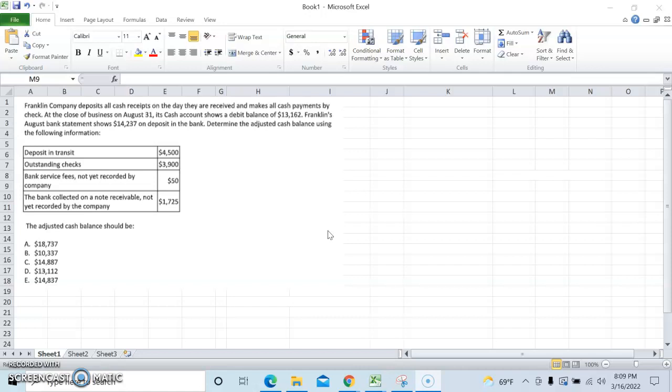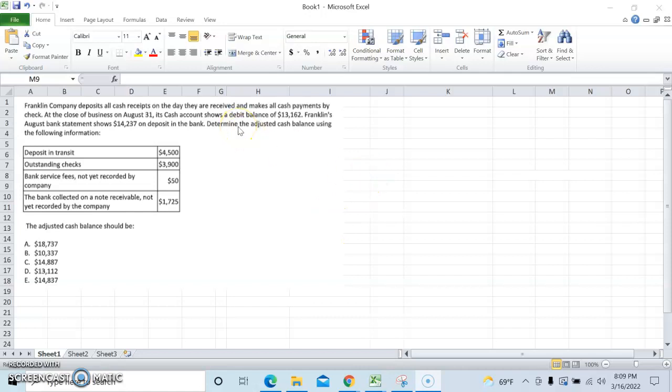All right. So once again, this is another bank reconciliation problem. And with any bank reconciliation problem, you have to figure out first, number one, what you're trying to find, which is the adjusted cash balance. And number two, you got to figure out what side does the information affect? Does that affect the cash side or the bank side? If it affects the cash side, it's going to be an adjustment on the book side. If it's already on the book side, it's going to be an adjustment on the bank side. If it's already on the bank side, it's going to be an adjustment on the book side. So let's get started on this problem.